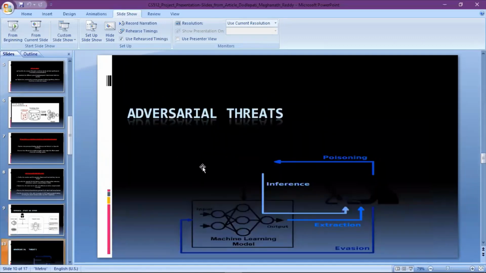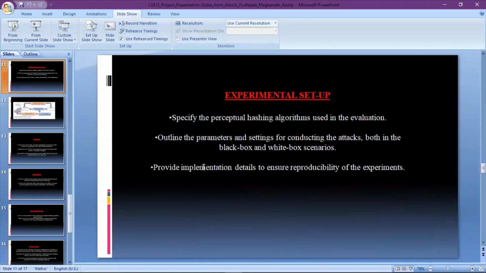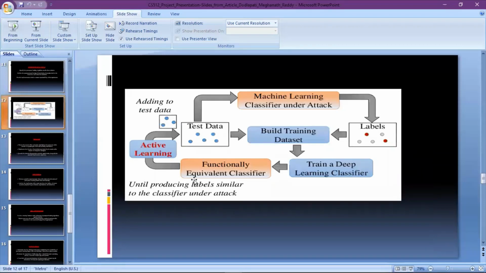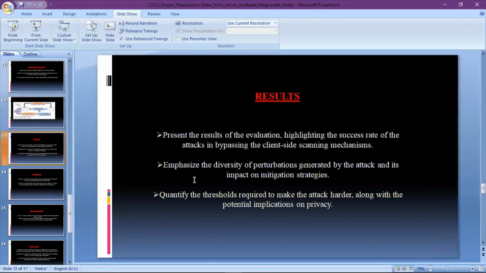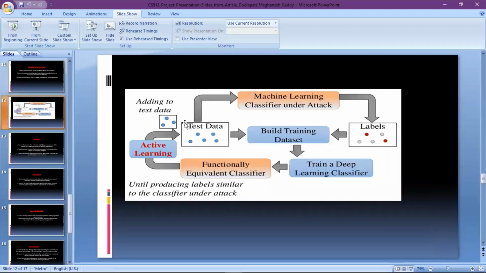Coming to the adversarial experimental setup. Specify the perceptual hashing algorithm used in evaluation. Outline the parameters and settings for conducting the attacks, both in black box and white box. This image explains how the data attackers find out using the white box.